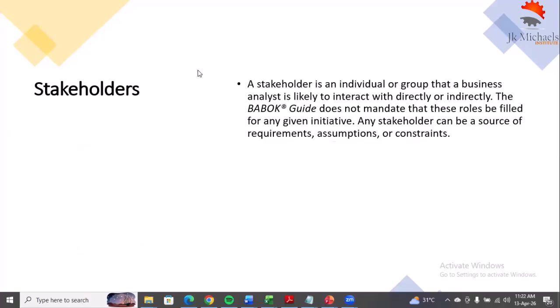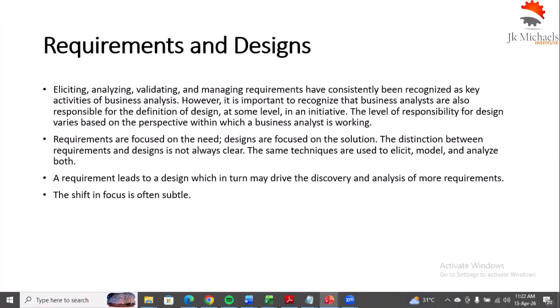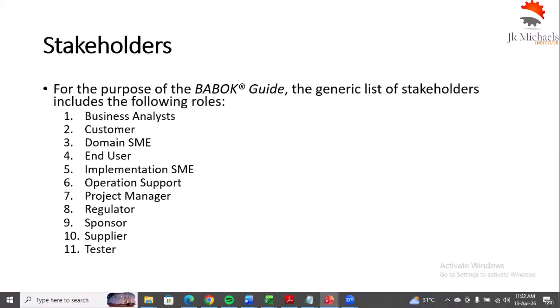And also, if not properly managed, stakeholders can be obstacles and resist an initiative or a change. It is very important, right? And then again, we have different classes of stakeholders. We have the business analyst, we have the customer, we have the domain subject matter expert.